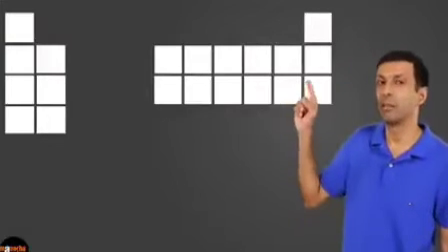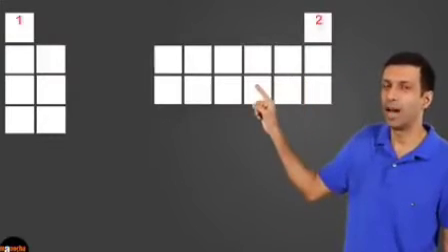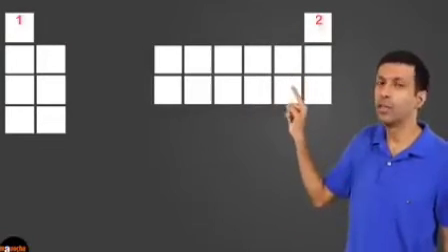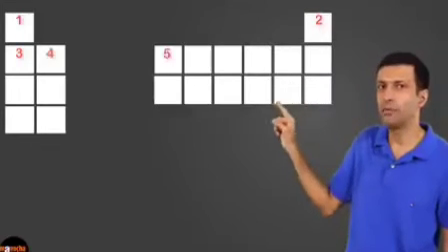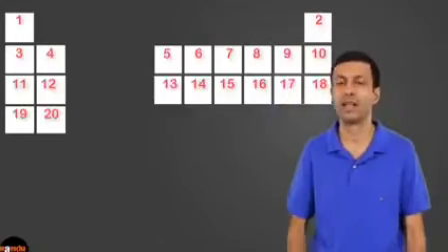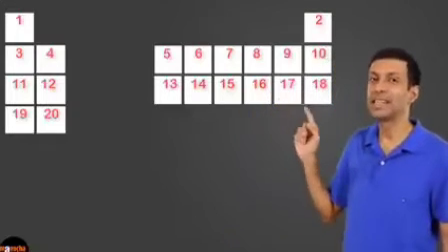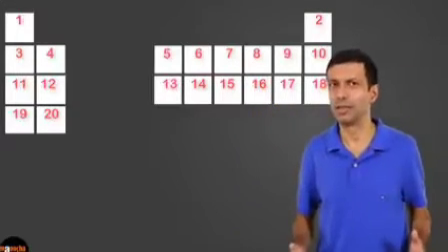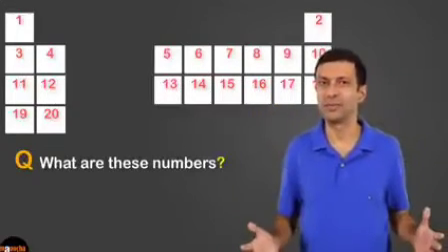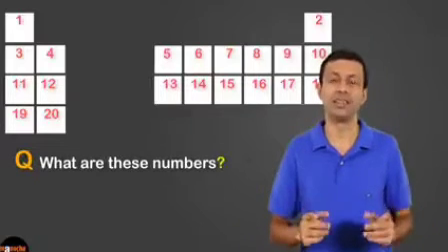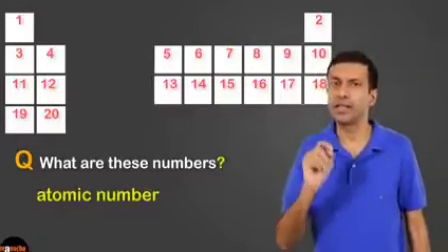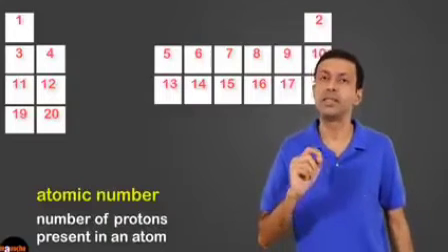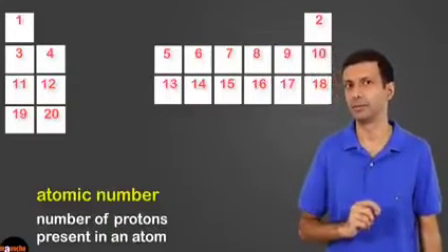Next, start numbering the boxes. So start from 1, 2, finish the first row, then go on to the second row, 3, 4, 5 and so on. These numbers look like serial numbers or roll numbers. But do you know what they really are? That's right. They are atomic numbers. Atomic number is defined as the number of protons present in the nucleus of an element.